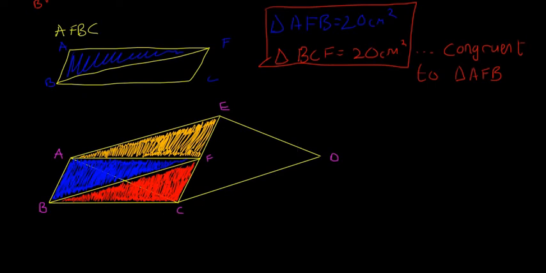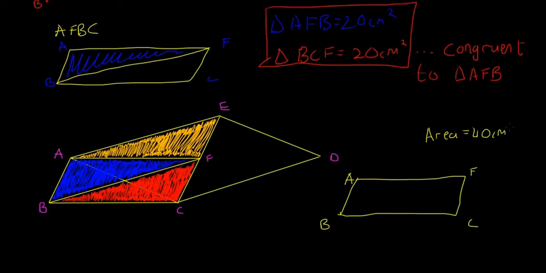So I'm going to look at this parallelogram AFBC quickly, which I'm just going to sketch out. AFBC. Okay, so we know that this is made up of two separate parts. We know it's made up of the blue shaded part and the red shaded part, and that altogether the area is 40 centimeters squared. Because this is 20 and this is 20, so if you add those together, you're going to get 40 centimeters squared.